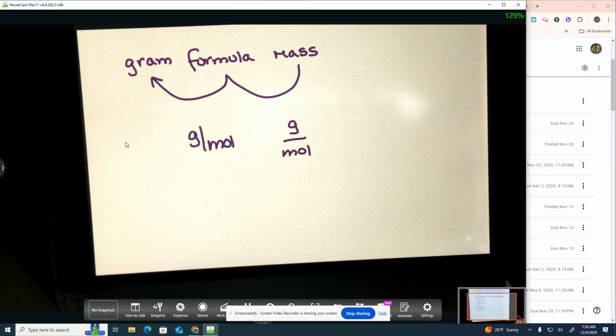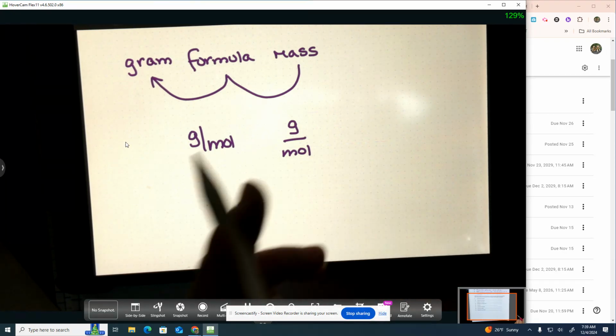Diego, did you have a question? Is it going to be short answer on the reason? No. A short answer. Yeah. But this is only the beginning. There might be one question that says, what's the gram formula mass of? But then we're going to use the gram formula mass to do other calculations. Yeah. So we have to know how to get the gram formula mass.